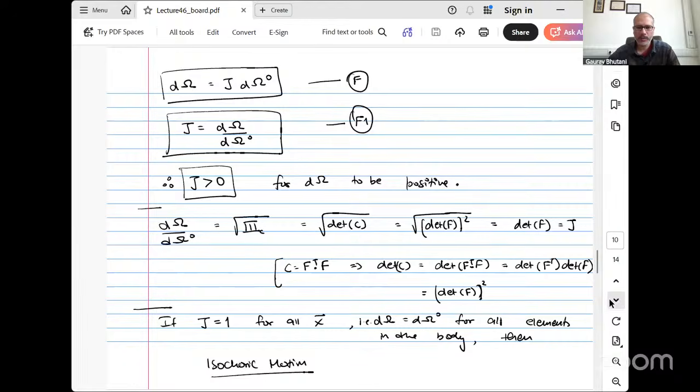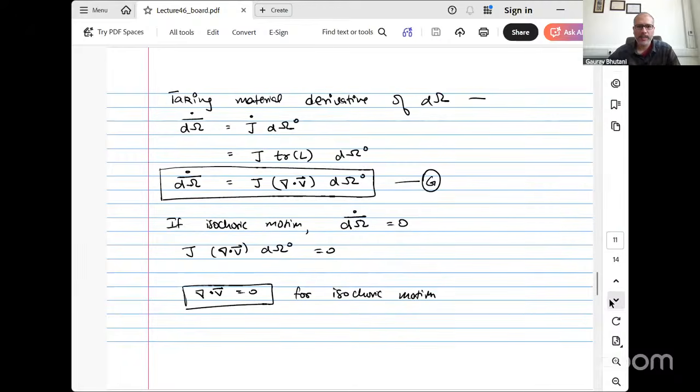We talked about isochoric motion where Jacobian is 1. And we also talked about the condition for isochoric motion, where the divergence of velocity field is 0 if we have things changing over time. It's a continuous deformation. Then we can write the condition for isochoric motion as the divergence of velocity field. So that results in isochoric motion, also known as incompressible flow, as we discuss in the next slide.